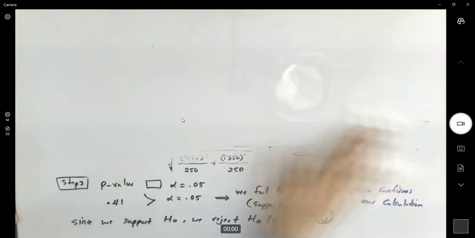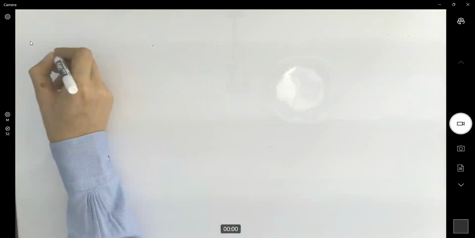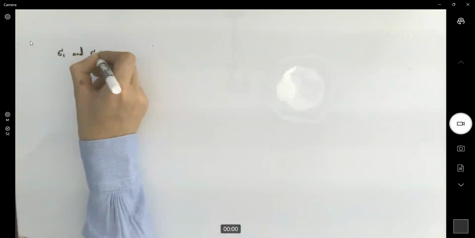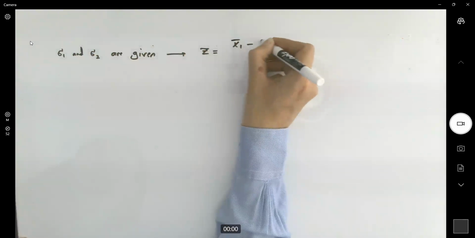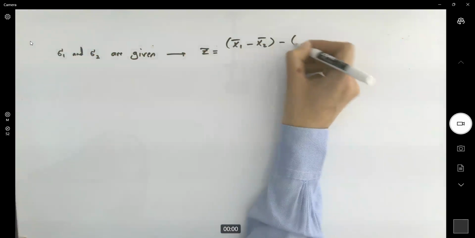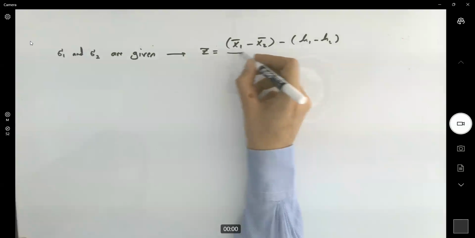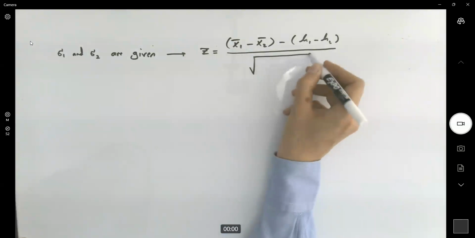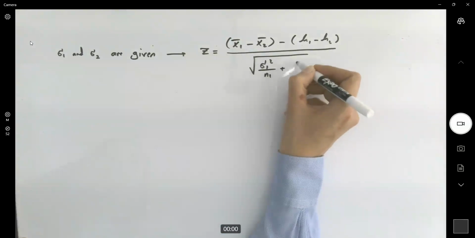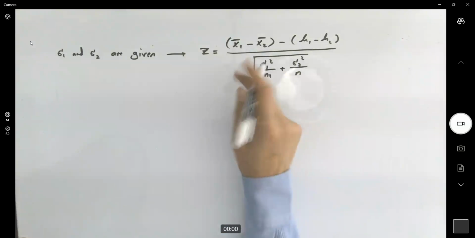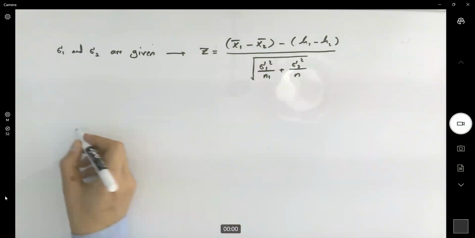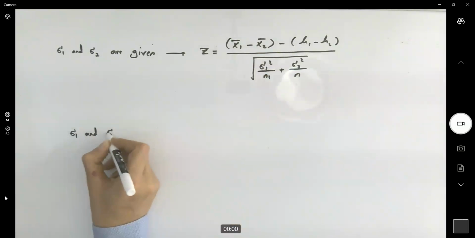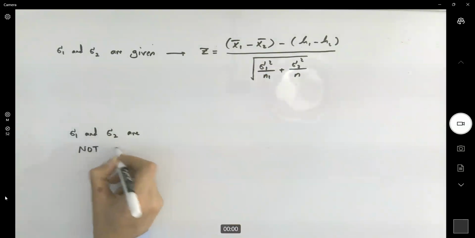Erase this board and write this down here. So the very first scenario is sigma 1 and sigma 2 are given. So you're going to find z to be x1 bar minus x2 bar minus the difference between the means, divided by the square root of sigma 1 squared over n1 plus sigma 2 squared over n2. This is what we did. We went over one example. Now the second scenario is sigma 1 and sigma 2 are not given.